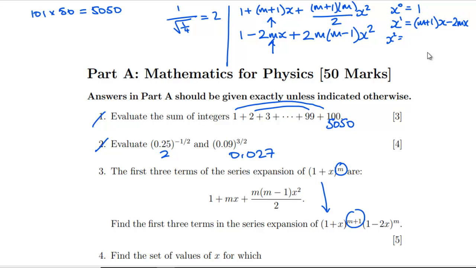So, oh, I shouldn't have written the x's in. Well, okay, I could leave the x's in there. I was going to write them as coefficients, but it doesn't really matter, does it? So yeah, we'll leave that x there. So for this one, we're going to have (m plus 1) times m over 2 x squared plus 2m(m minus 1)x squared, and then what have we got? Minus 2m(m plus 1)x squared.